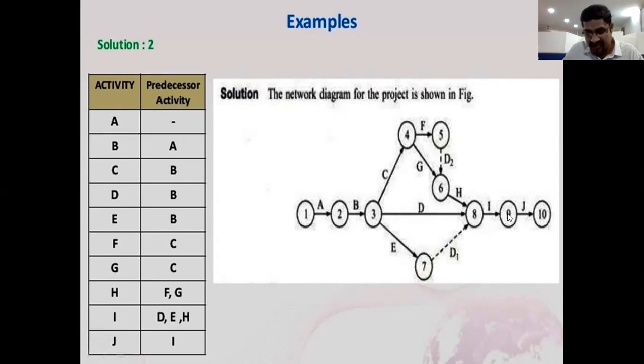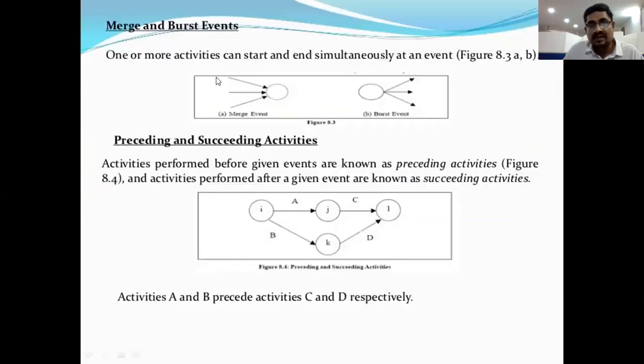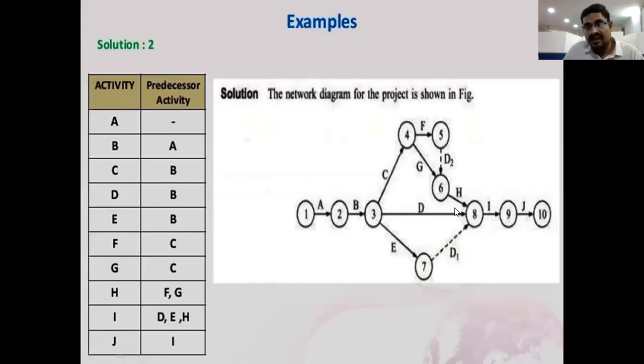This is merging activity. Look at here, D, I, H. Then we will get I activity, merge event. So D, H, I. Then we will get the I event, right? So this is merge event here, and this is burst event here, right? So based upon this problem, we can draw this diagram, right?